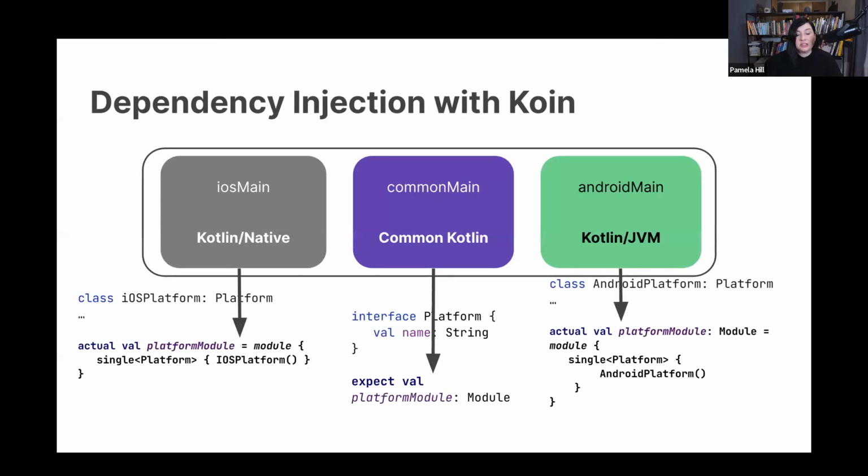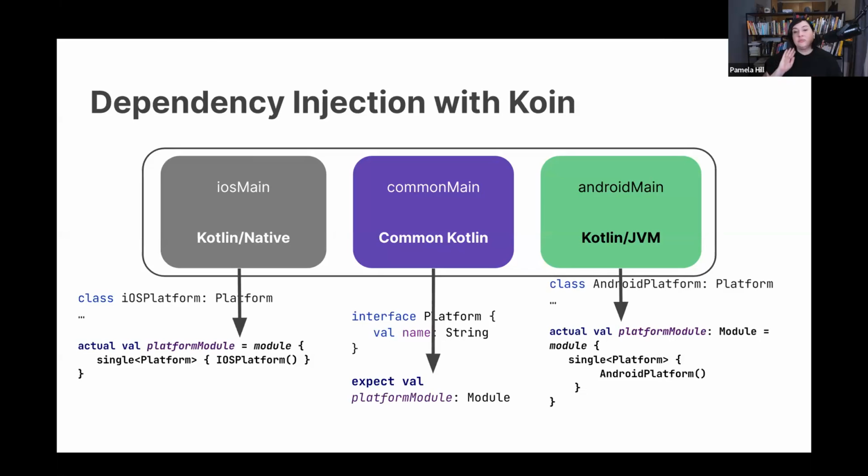So you could go ahead and use a framework called Koin. Here in common main, I've defined an expect val platformModule of type Module. On the right-hand side, you can see that I also have my actual val platformModule of type Module. And then I use the Koin DSL.